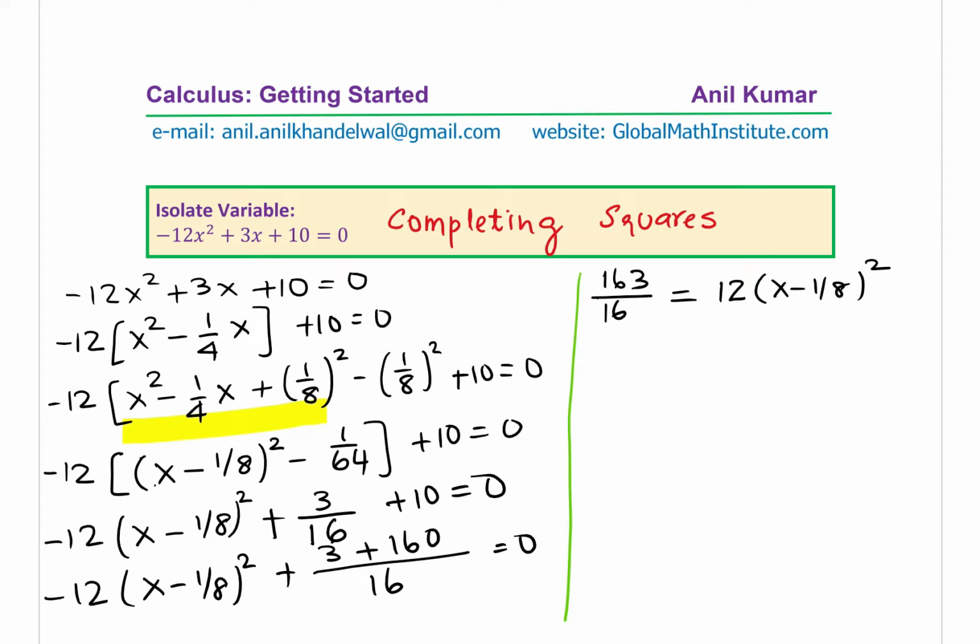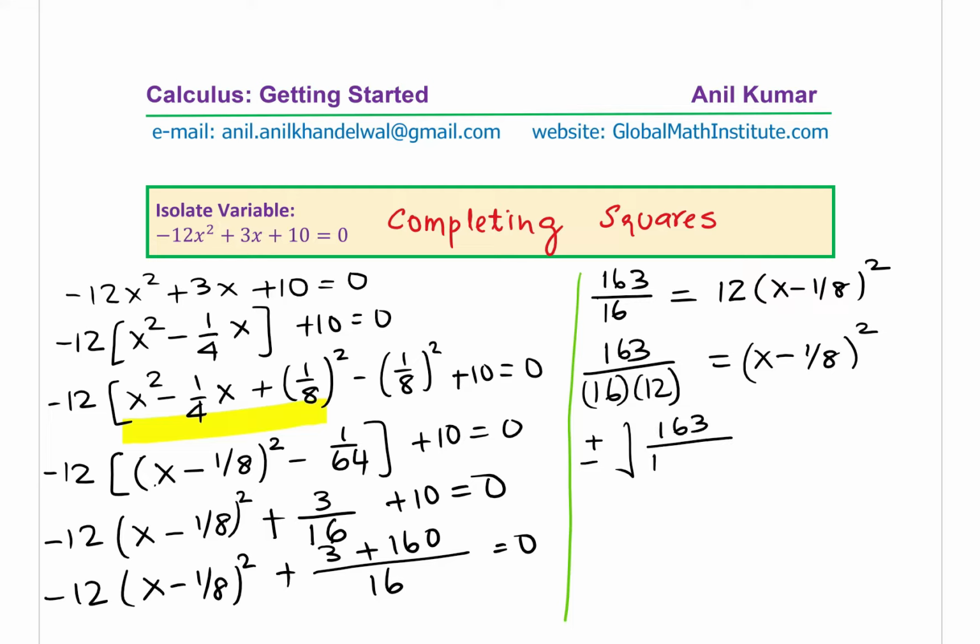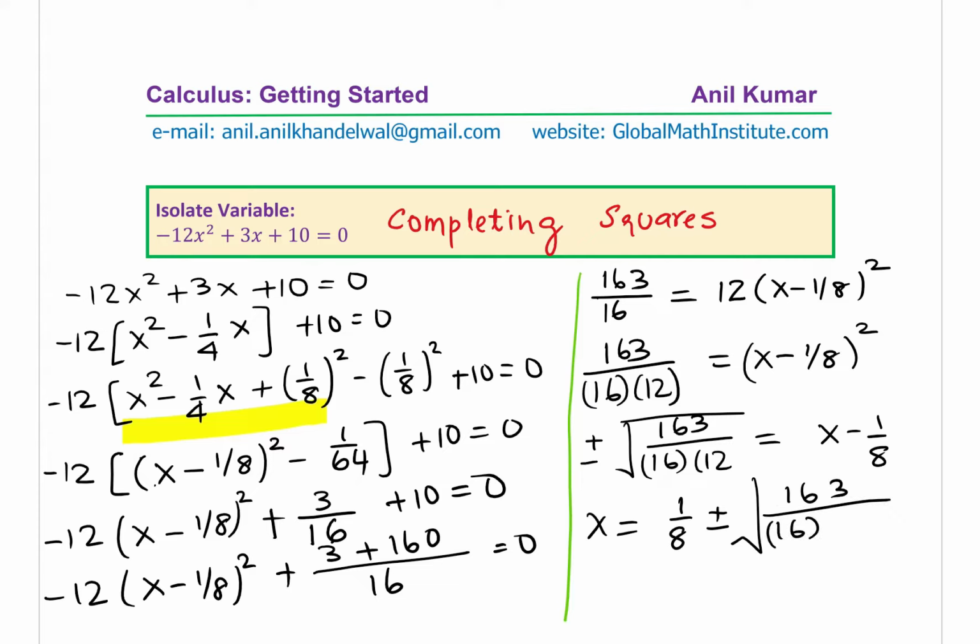Now we can divide this by 12, so we get 163 over 16 times 12 equals x minus 1 over 8 whole square. Now we can take the square root. So whenever you take a square root, you have to do plus and minus. So we get plus or minus the square root of 163 over 16 times 12, right, equals x minus 1 over 8. And now we get the value of x as equal to 1 over 8 plus or minus the square root of 163 over 16 times 12.